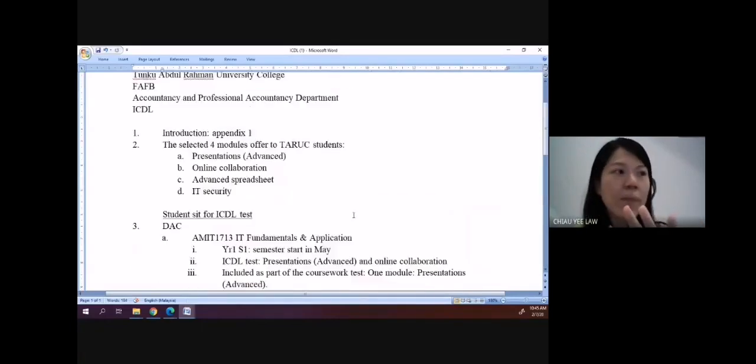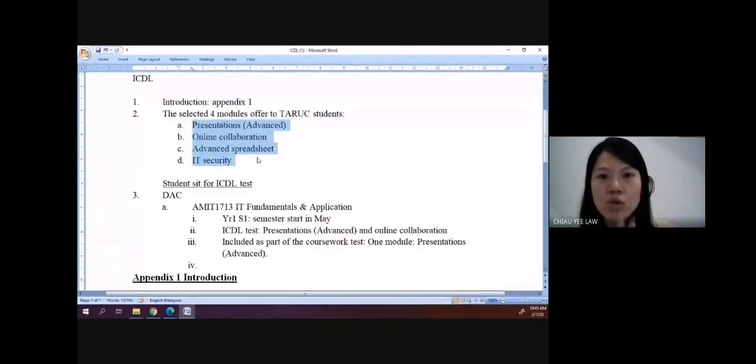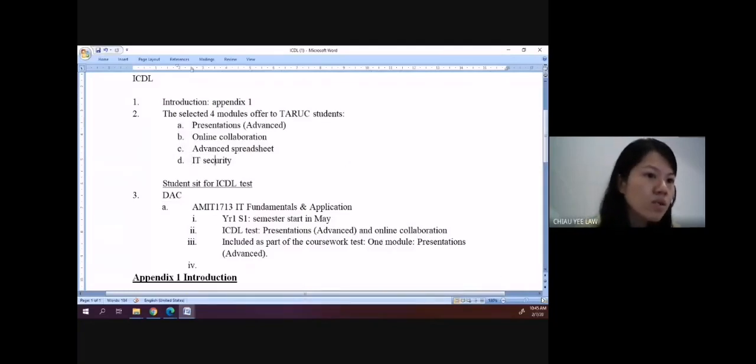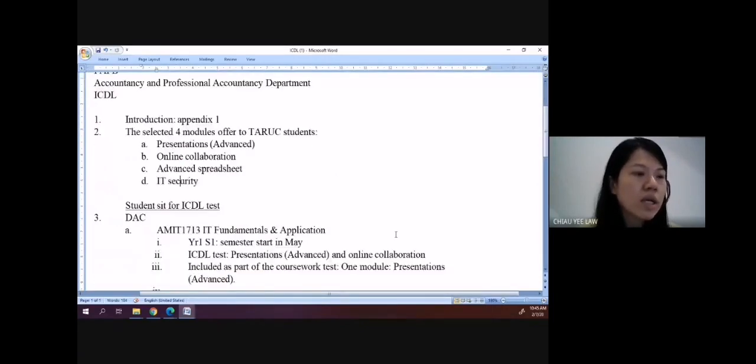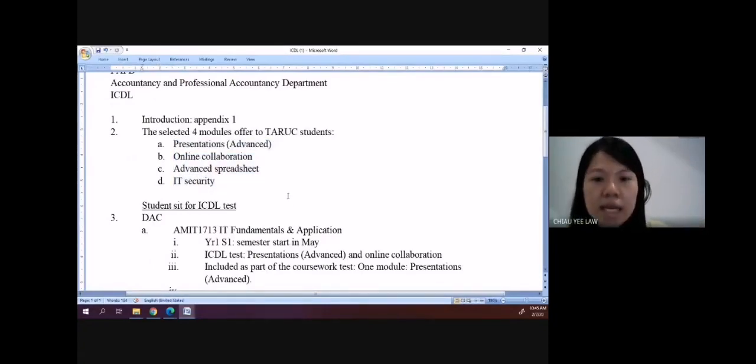In total, there are four papers selected by TAUC. They actually have a lot of modules, but TAUC selected four modules for you: presentation, advanced presentation, online collaboration, advanced spreadsheet, and IT security. Can you all see, or is it too small? I'll try to enlarge it. In ICDL, you need to take at least four modules to get the certificate.